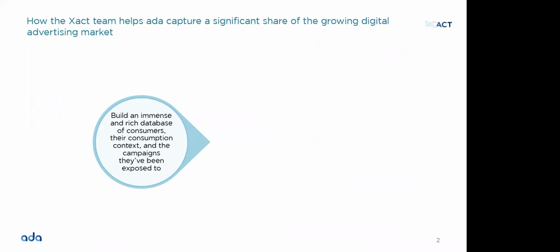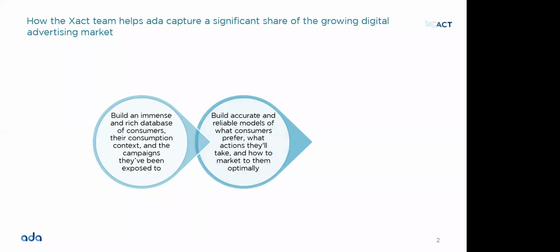Having established this foundation, the next step is to use the data within the database to build accurate and reliable models of three things. We want to model what consumers prefer, what actions they will take, in other words user response prediction, and how to market to them optimally. This last part, about marketing to them optimally, refers to a work stream which we call decision optimization.